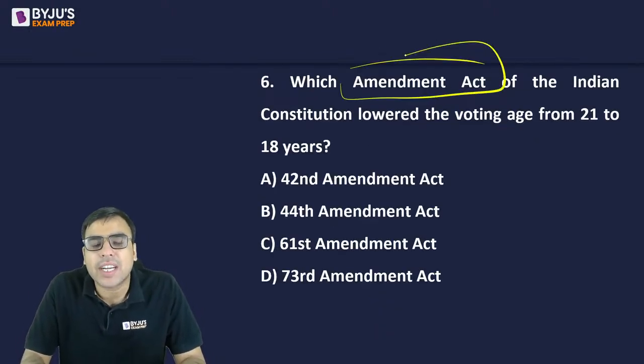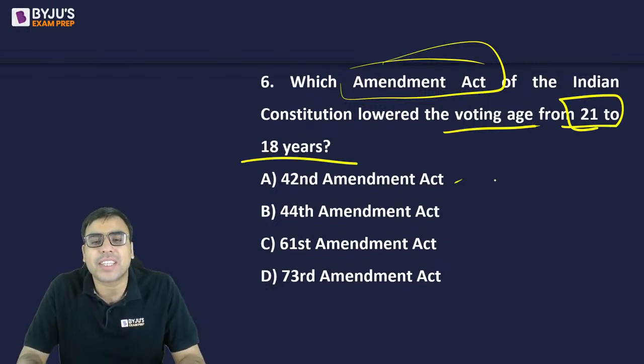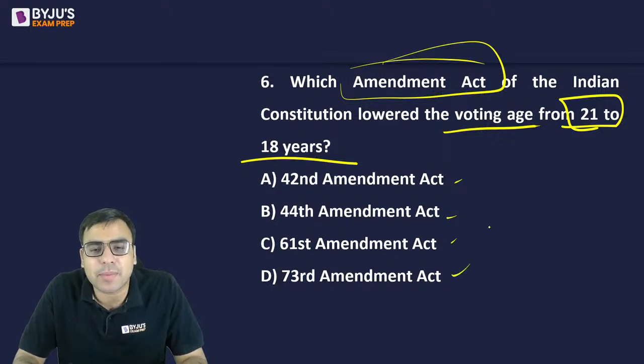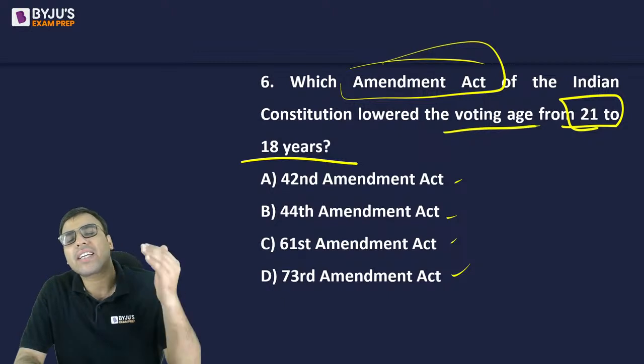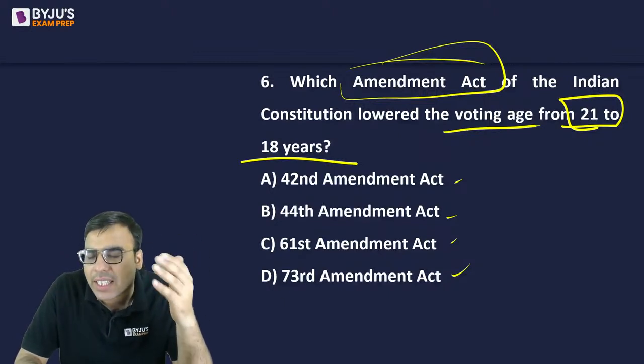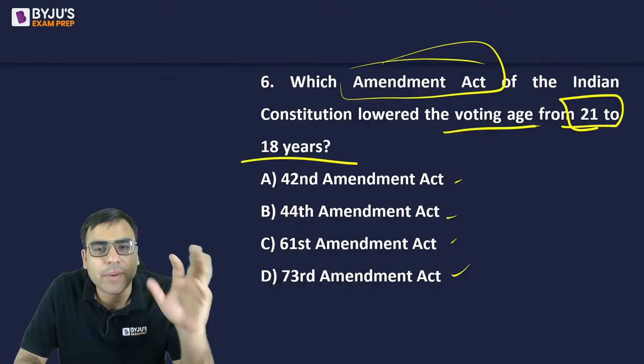Which amendment act of the Indian Constitution lowered the voting age from 21 to 18 years? Your options are 42nd Amendment, 44th Amendment, 61st Amendment, 73rd Amendment. So 21 years पहले था, minimum age of voting was 21 years, and by this amendment act it got reduced from 21 to 18 years. So which amendment we are talking about?